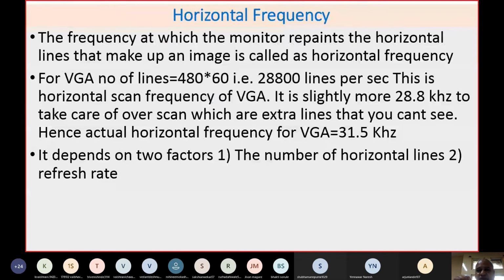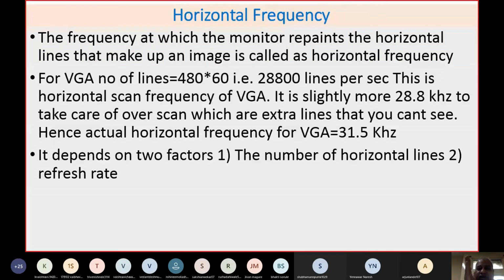Then again, video bandwidth is governed by the horizontal frequency, the number of horizontal lines that are required to be scanned. So if you see the number of horizontal lines to be scanned in TV, for VGA you probably require something like 480 into 600, that is 28,800 lines per second. So 28.8 kilohertz will take care of your scanning frequency. That is, what is horizontal frequency? Instead of 15625, now it will come out to be 28.8 kilohertz.